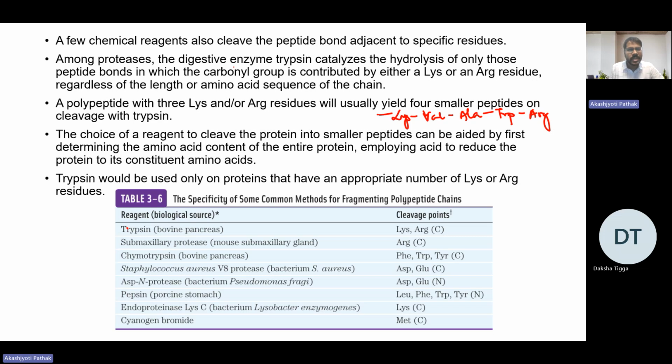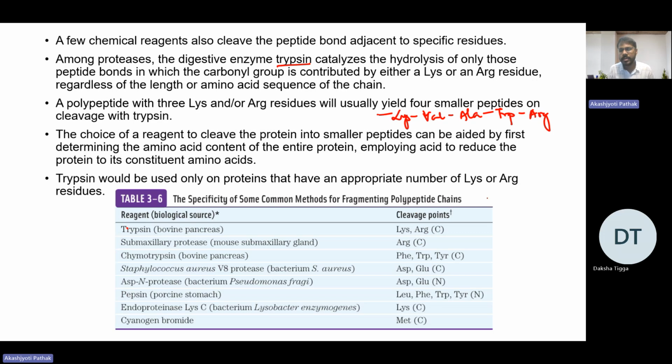Among proteases, the digestive enzyme trypsin is the most common enzyme used for cleaving your peptide. So what does trypsin do? Remember that trypsin will cleave after the lysine or the arginine residue. Trypsin catalyzes the hydrolysis of only those peptide bonds in which the carbonyl group is contributed by either a lysine or an arginine residue, regardless of the length of the amino acid sequence of the chain.